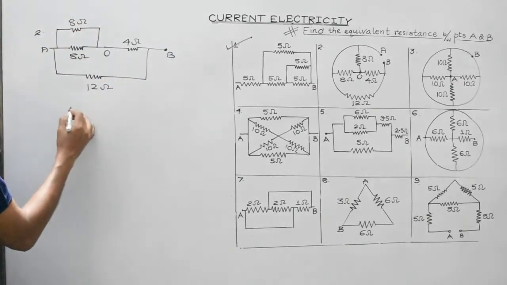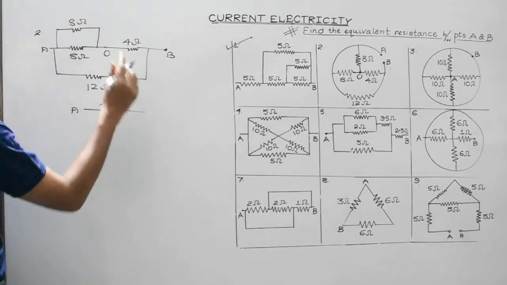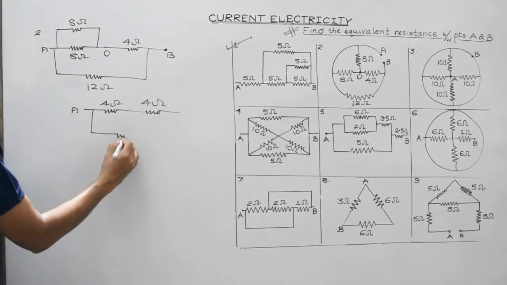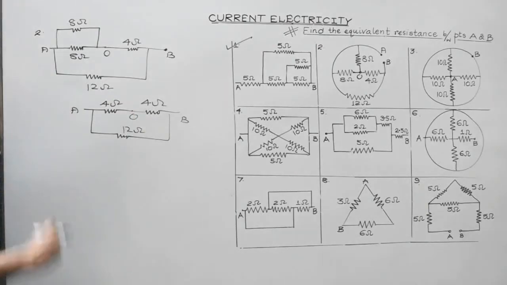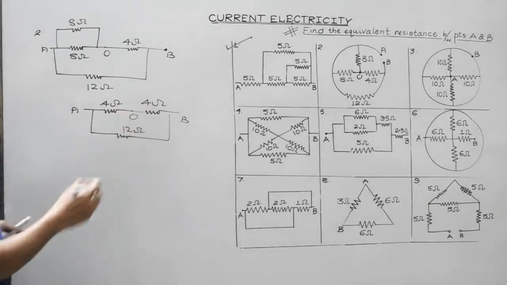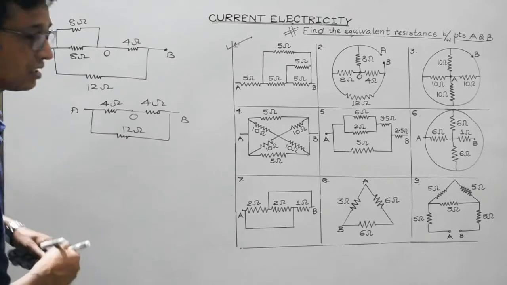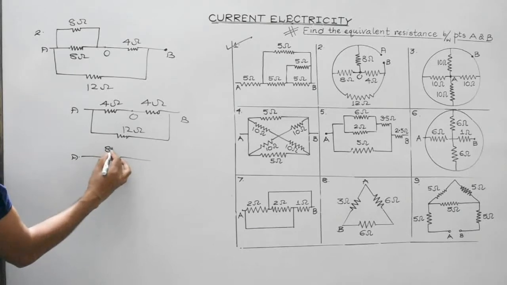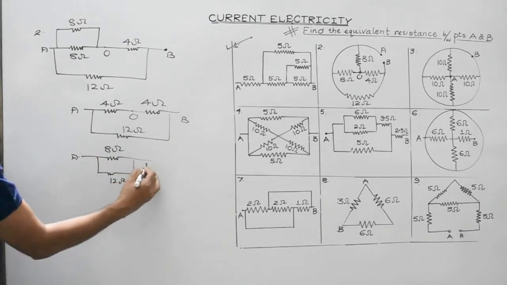So its equivalent resistance is 4 ohm. This one is also given to be 4 ohm. And this is 12 ohm. This is point B, this is point O. Now there is no doubt that these two, 4 and 4, are connected in series. So their equivalent resistance is 8 ohm. That is, this will become 8 ohm and this is 12 ohm.